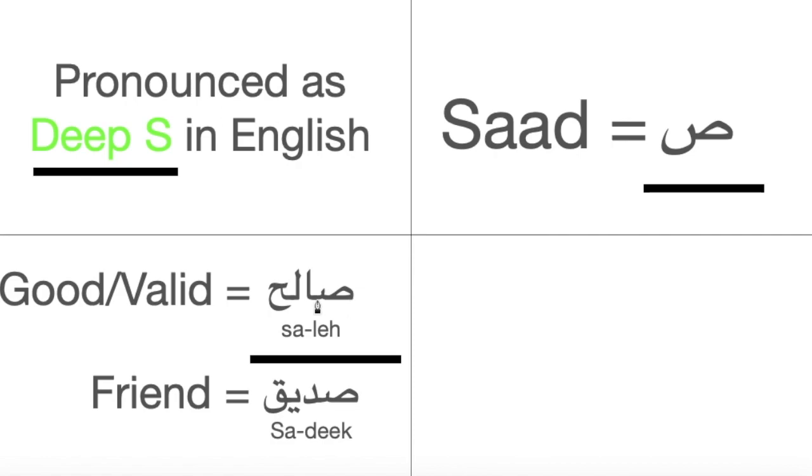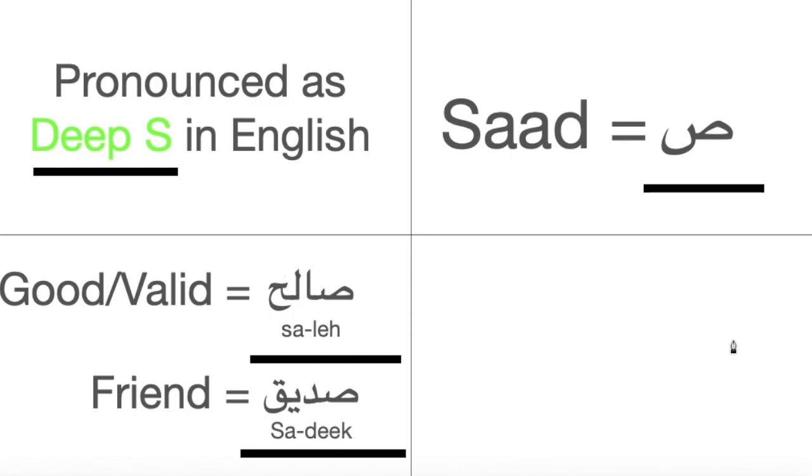Sad, Alif, Lam, Ha. Sad as in Sadiq. Sadiq means friend. Sad, Dal, Ye, Qaf. If you notice, I said Sadiq, not with a regular S. Salih, it's like a deep S.